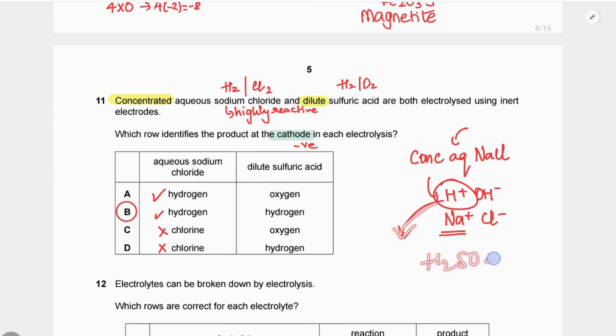acid, H2SO4. So it gives me H plus and sulfate ions. Sulfate ions will not get discharged. Rather, H plus will get discharged at cathode any which way. So over here, hydrogen will get released at cathode. So hydrogen, yes. The correct answer is B.